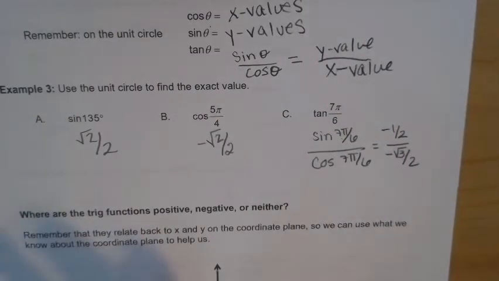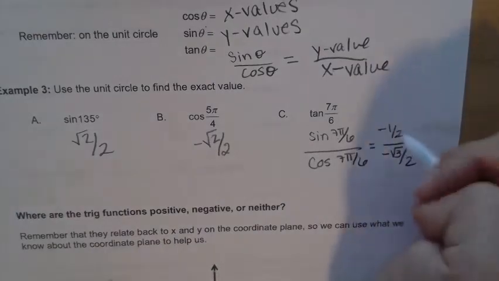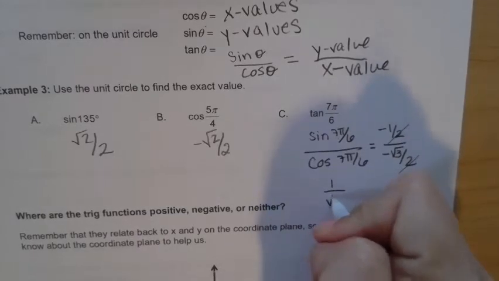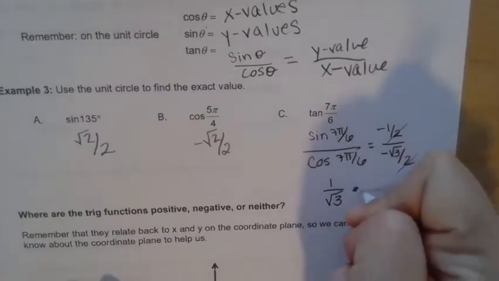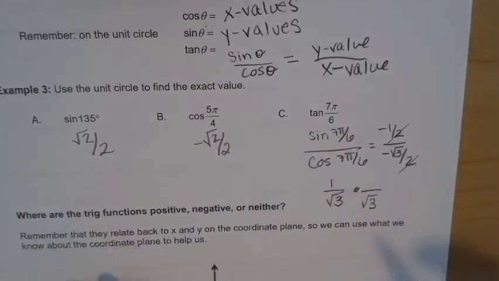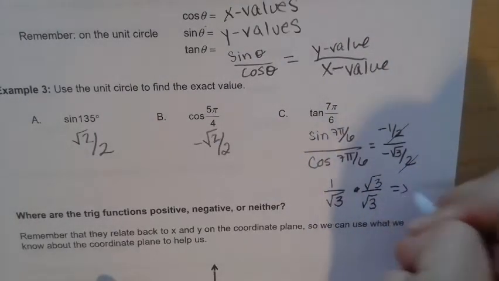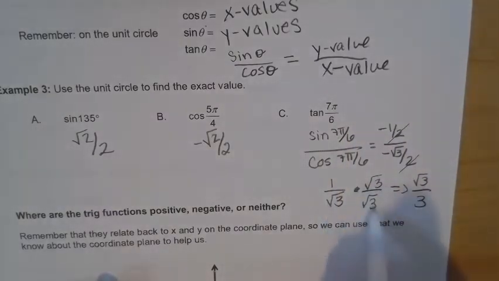But we need to simplify this because, one, you can't have a fraction within a fraction, and you also can't have a square root in the denominator. So these 2's cancel. We are left with 1 over square root of 3. Last year we learned how to get a square root out of the denominator, which was to multiply it by itself. But we know whatever we do to the bottom, we must do to the top. And this gives us square root of 3 over 3, since the square roots cancel.